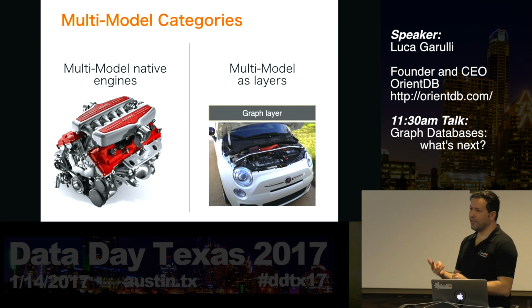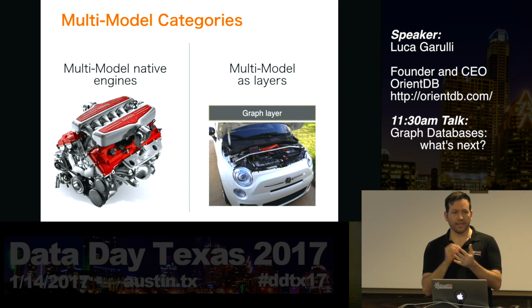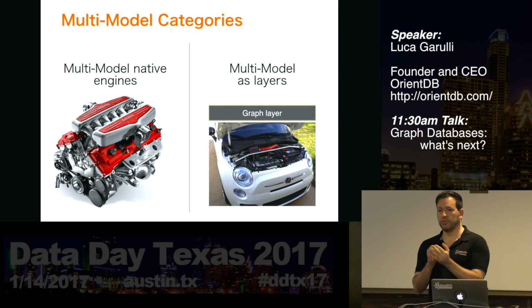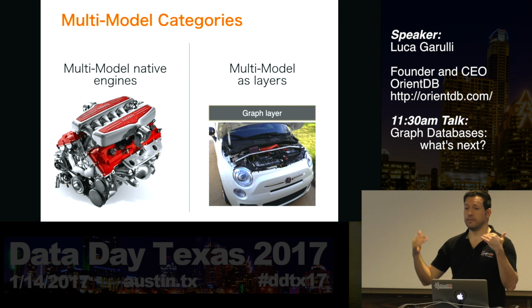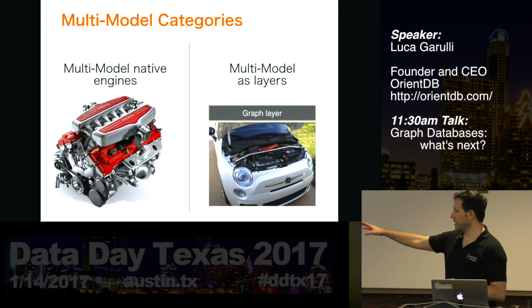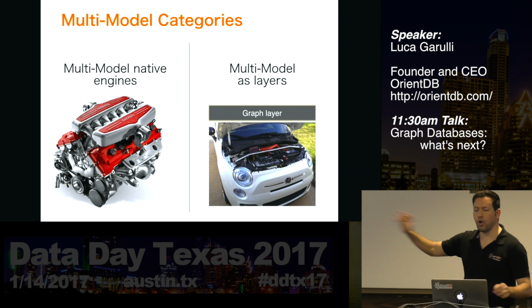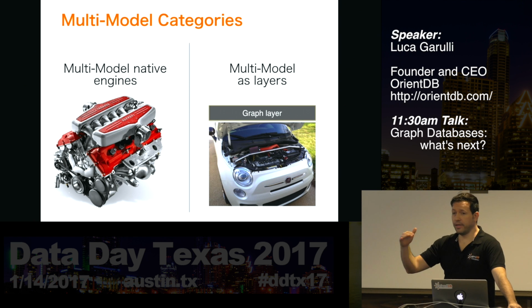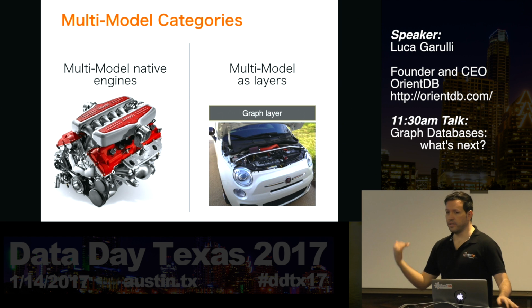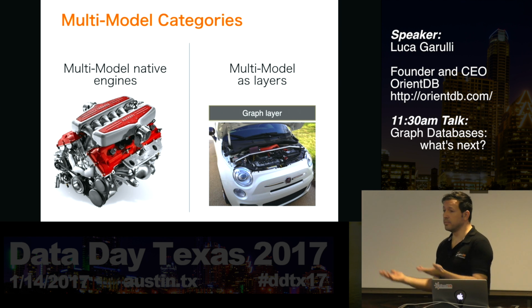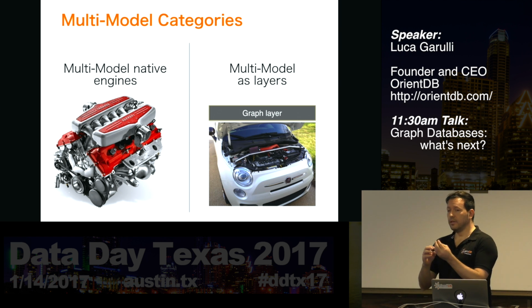There are two kinds of multi-model, only two kinds. The native engine, so you design your database to be multi-model in the core, in the engine, right? Or you can create just layers. So you can take your key value or your document database, and you put a graph layer on top of it. You can think, oh, this is a multi-model because I can use key value and graph. Actually, it is a multi-model, just in a different way because it's using layers.